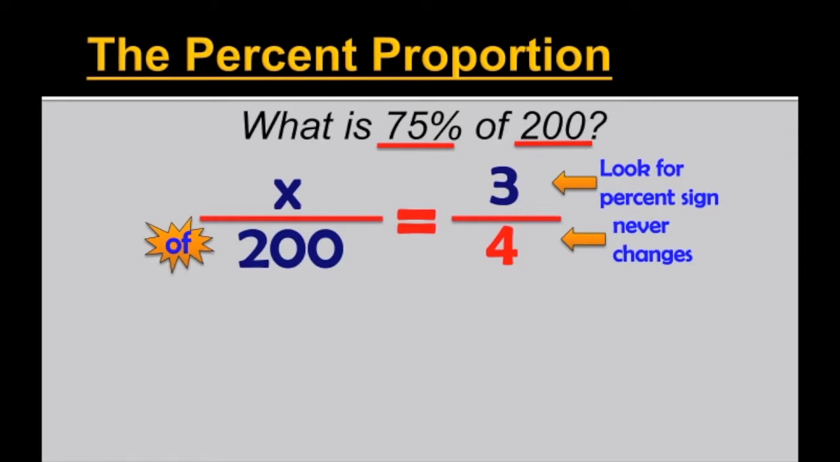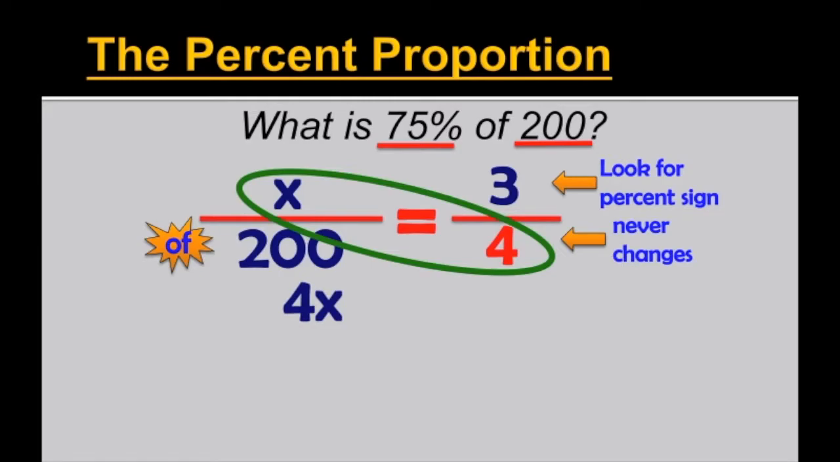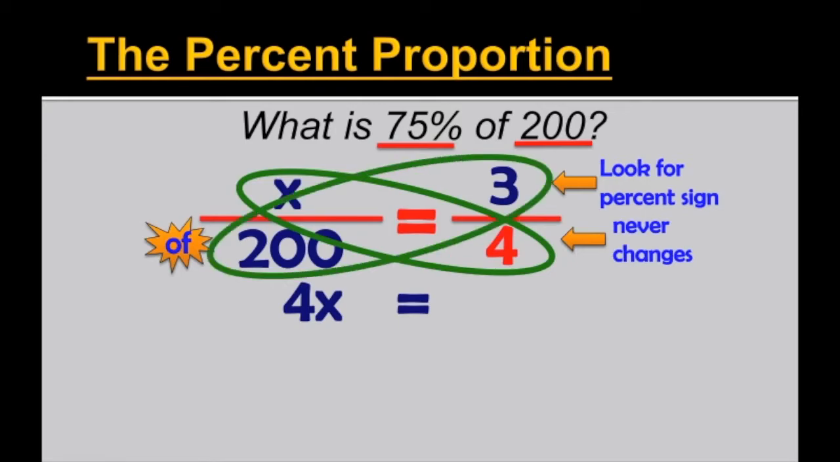Step 1 is to cross multiply, so let's start doing that. That means we're going to multiply 4 times x, and that's going to give us 4x. We're going to bring down our equal sign, and then cross multiply the other way. We still have to cross multiply 3 times 200, and that's going to give us 600. So now I've got 4x equals 600.